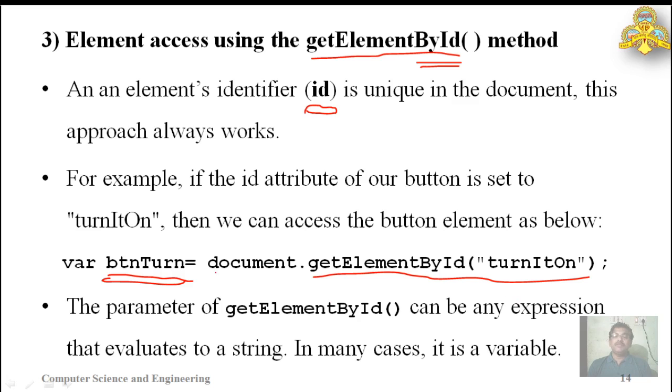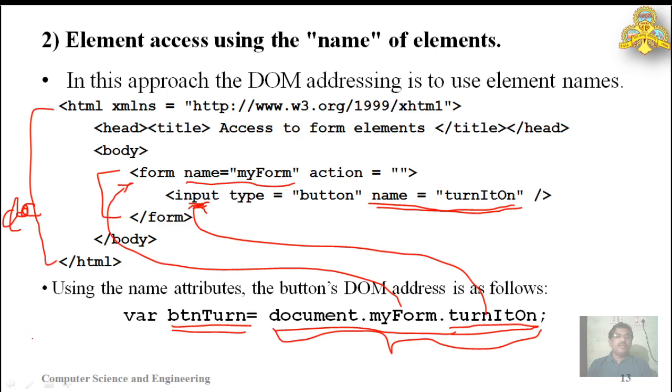We just specify document.getElementById and the name of the element. In most cases, the parameter passed to getElementById can be any expression that evaluates to a string, most often a variable name or the name of an element. Once again, I'll come to the previous slide. Observe here.